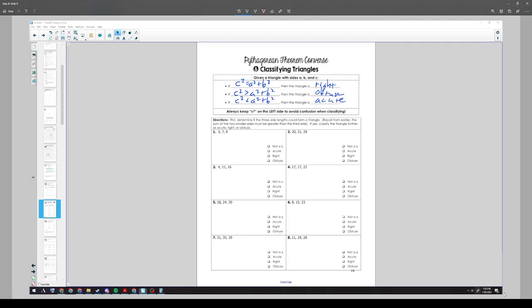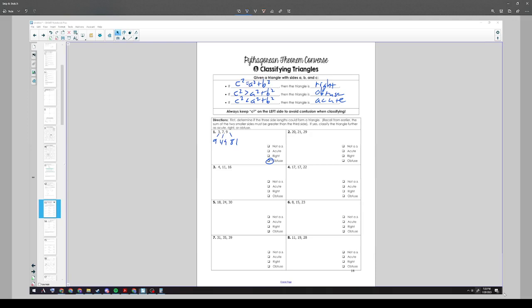So we're going to go through each of these. We're going to determine if they could form a triangle, and then determine if it's acute, right, or obtuse. So we have 2 checks. So first check here is this could be a triangle because 3 plus 7 is more than 9, right? 9 is not too big to fit in that triangle. So then we would look at the squares. So this is 9, 49, 81. 81 is much bigger than 58, so that's going to be obtuse.